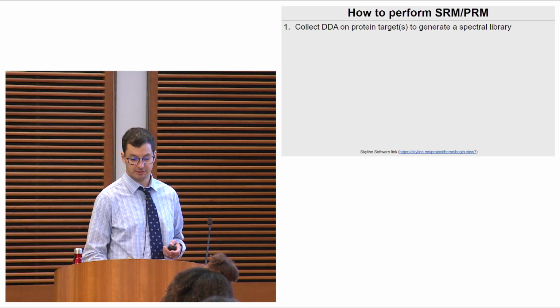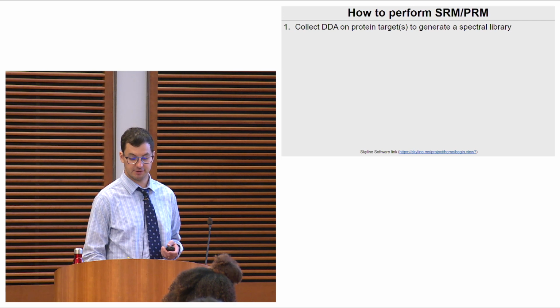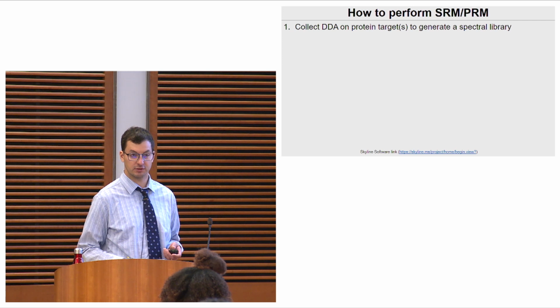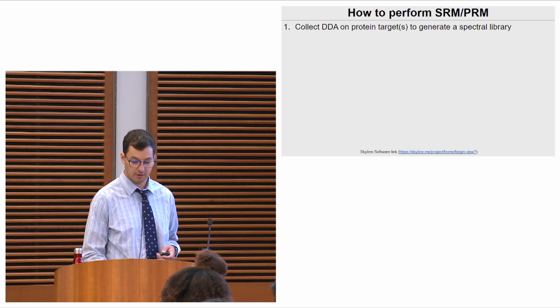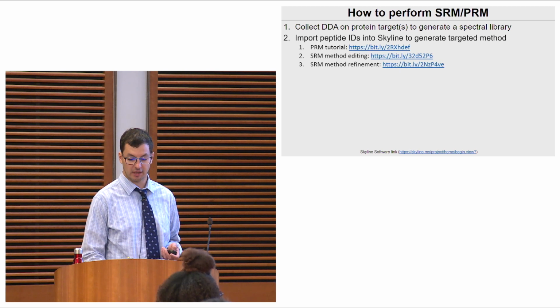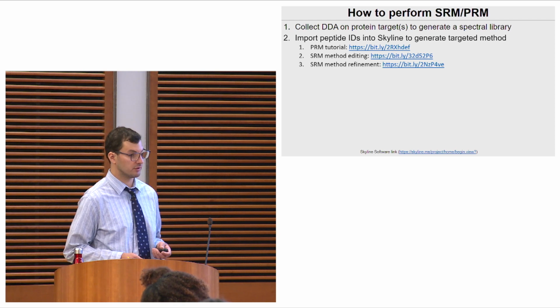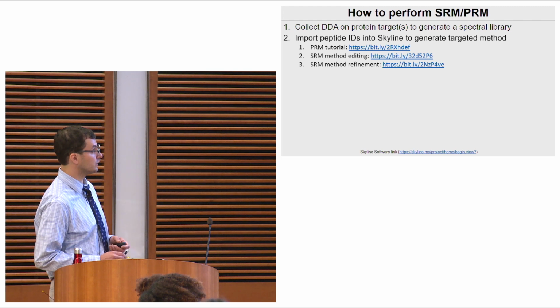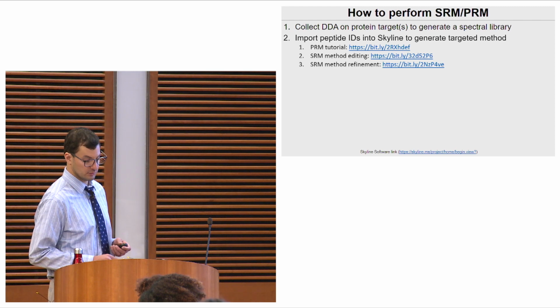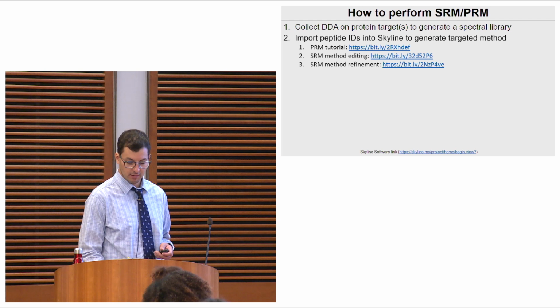Now let's back up a step and talk generally about how you'd actually perform targeted DIA. As I said, you'd first need to collect DDA with the sample that should contain your protein or proteins of interest to generate that spectral library with your retention times and your MSMS shapes. Once you've found your peptides of interest, I suggest using a software called Skyline. And you can import your IDs, your search results into Skyline, and that'll help you build a targeted method. We don't have time to go into those details, so I'm just giving you links to how you would do this for PRM or SRM. There's great tutorials from that group.